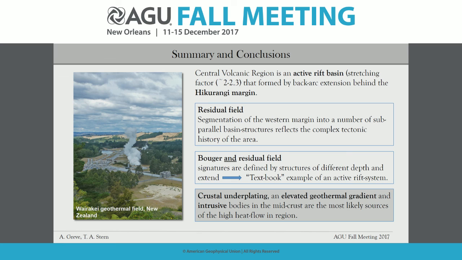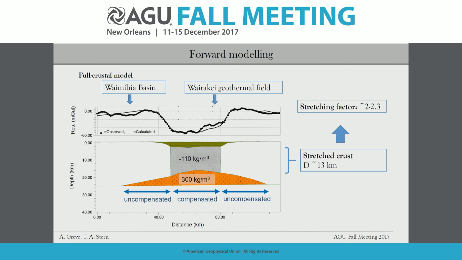We have a lot of time for questions. We can go back to your gravity model, the density model. Yeah, I was wondering, if the high density material, plus 300 kilograms per cubic meter, were intruding the crust, wouldn't the crust become denser rather than lighter? You have the middle crust having lower density, but if it were intruded with a high density material, it would raise the density.